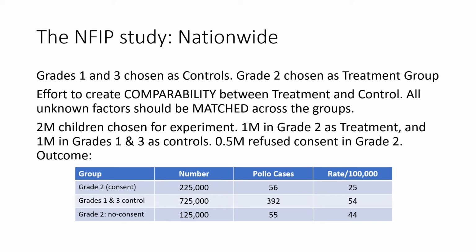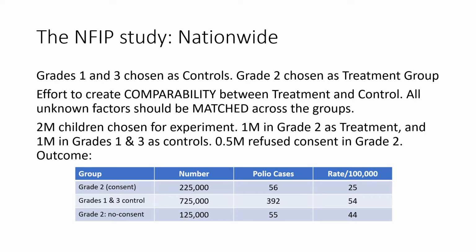Coming back to polio, we look at the National Foundation for Infantile Paralysis, the technical name for polio. And this did a huge study in which many children in grade 2 all across the nation were chosen as the treatment group, and grades 1 and 3 were chosen as the controls. So this was an effort to create comparability. Grade 2 children should match 1 and 3 on most aspects, and so it was thought that this would create balance between the treatment group and the control group.